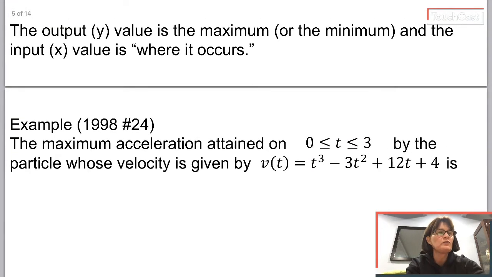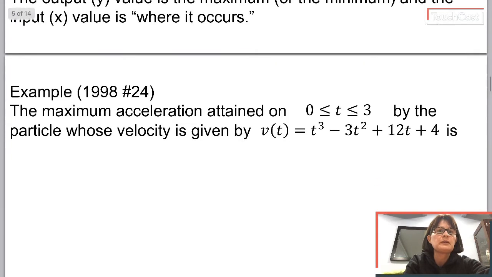Quick before we do this: the output, the y value, that's the maximum or the minimum. Sometimes a problem won't ask for that maximum or minimum value. It'll ask for the x value where it occurs. So just make sure you can tell the difference between which one you're looking for. It's going to be the same row in your t-chart, but make sure you give the maximum value, the y value if you're asked for it, or give the location, which would be the x value.